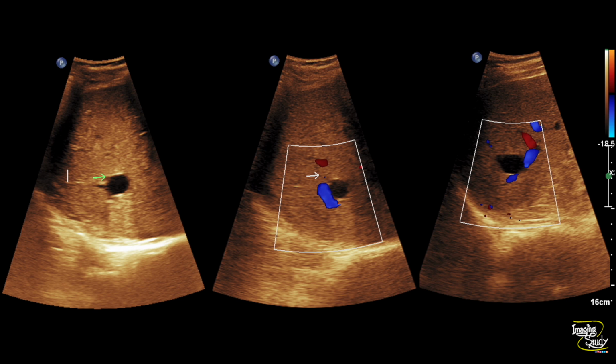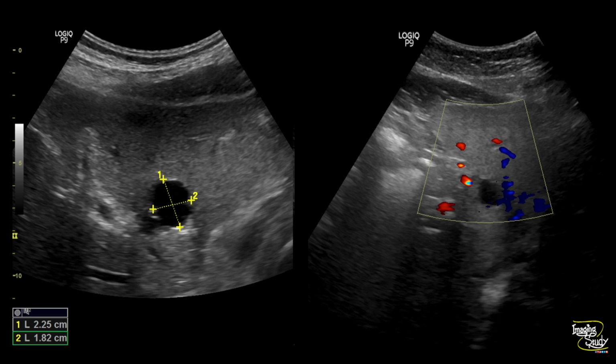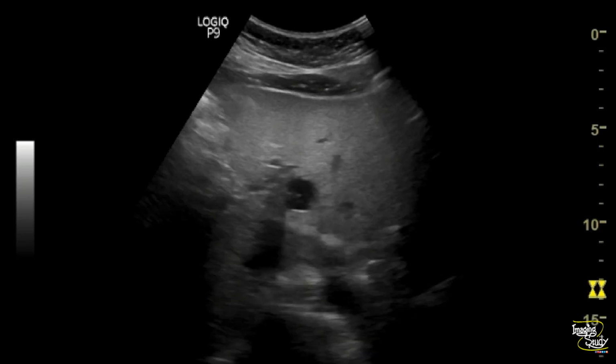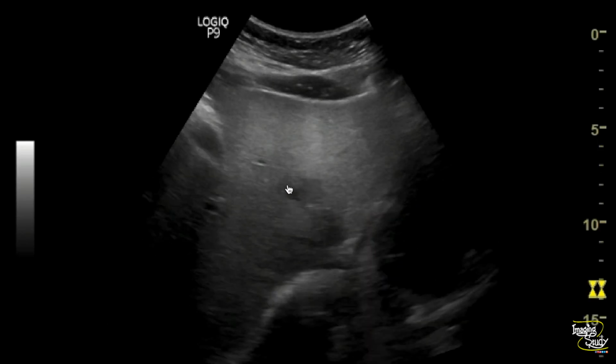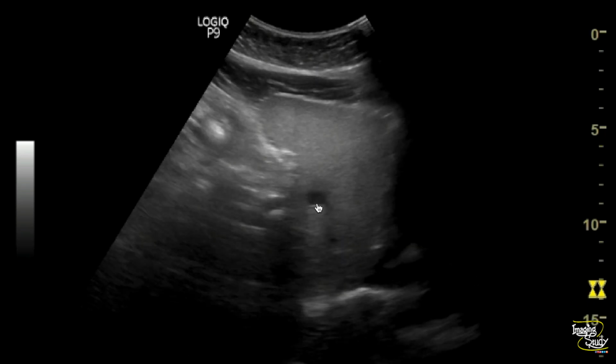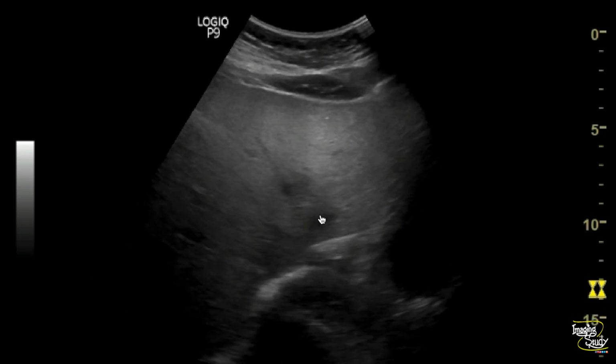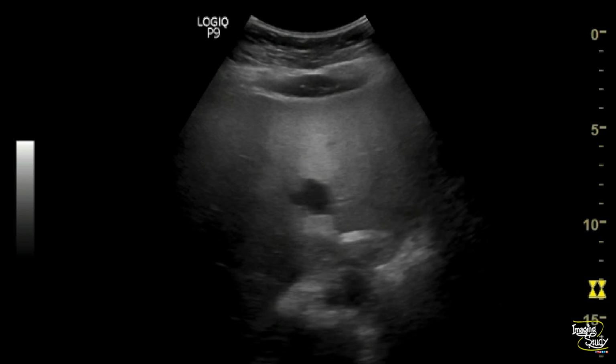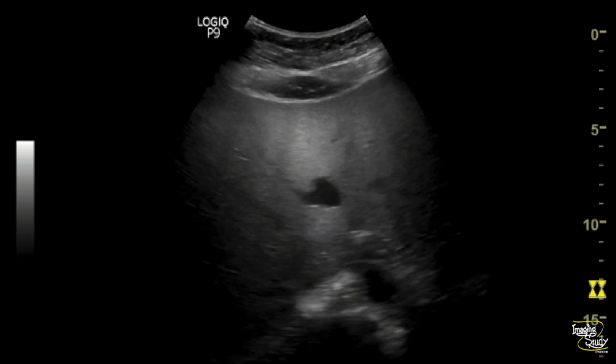Here you can see an anechoic cystic lesion within the hepatic parenchyma, and on color Doppler, there is no internal vascularity. You can see it is multiloculated. The margin is not quite regular. This type of slight lobulation may not be significant. We usually ignore them and count them as a simple hepatic cyst.